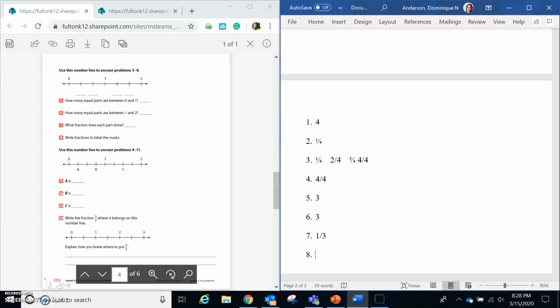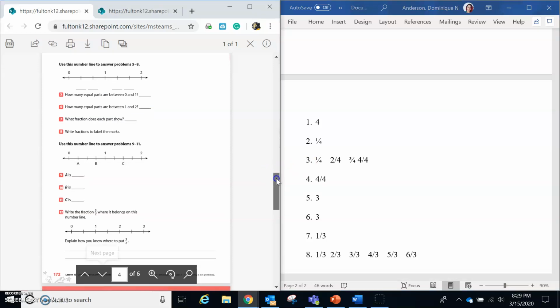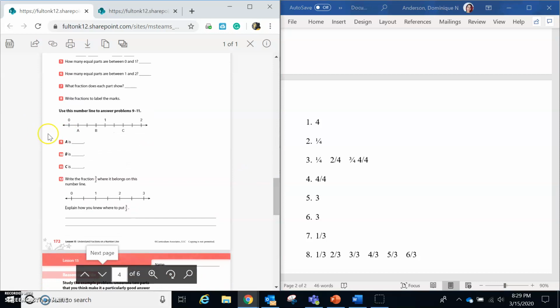Alright, and now we have to label our fractions. So we're starting at 0 and we go to our first mark. That's going to be 1/3. Then 2/3. 3/3. 4/3. Good job, guys. 5/3, 6/3. Excellent job.